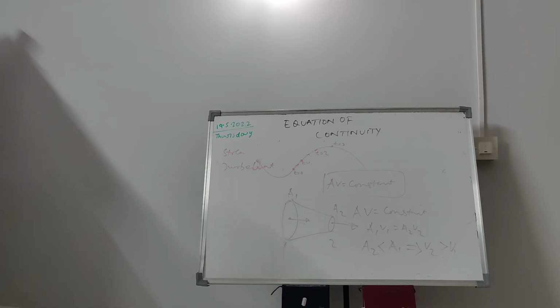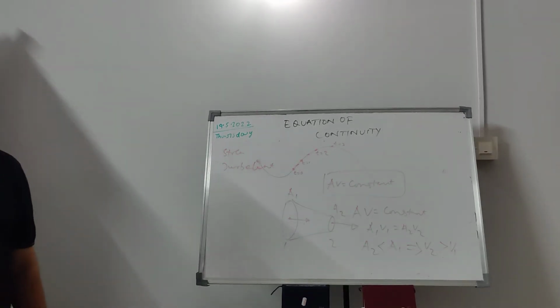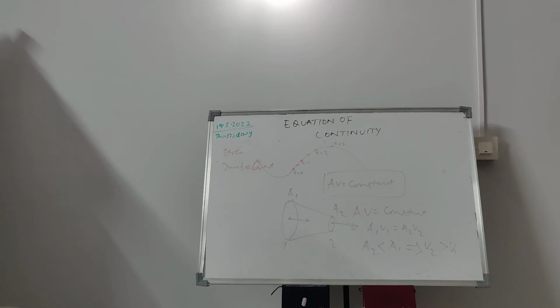So when there is intermixing of fluids, it will become turbulent. It will not follow this path. The particles will cross each other's path in turbulent flow.